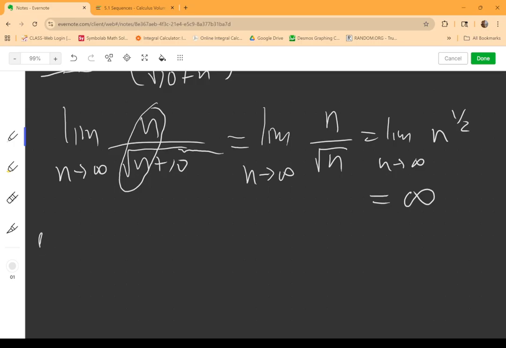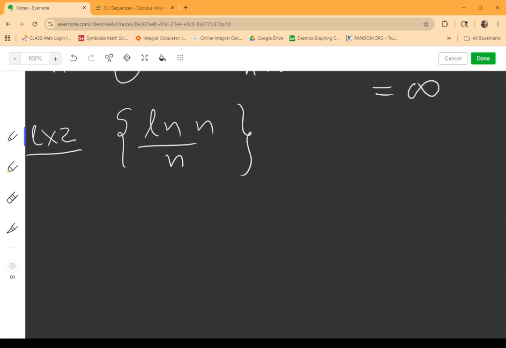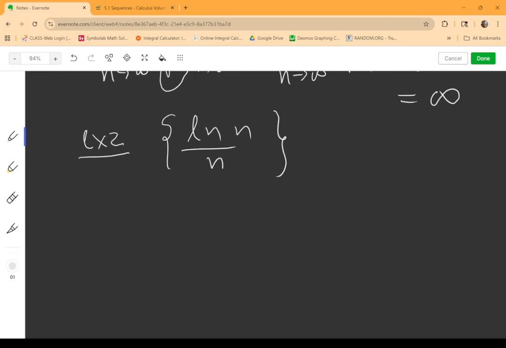Now let's do one more example. For our second example, we want to take the limit of ln of n over n. So I start off again by setting up my limit as n goes to infinity of ln of n over n.